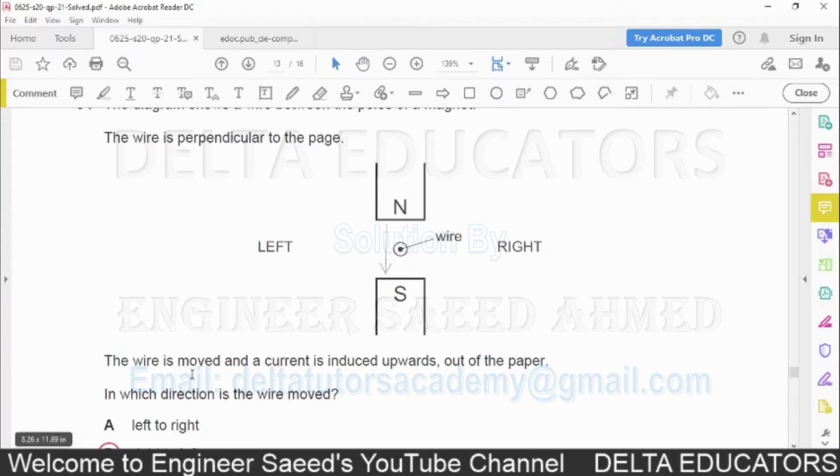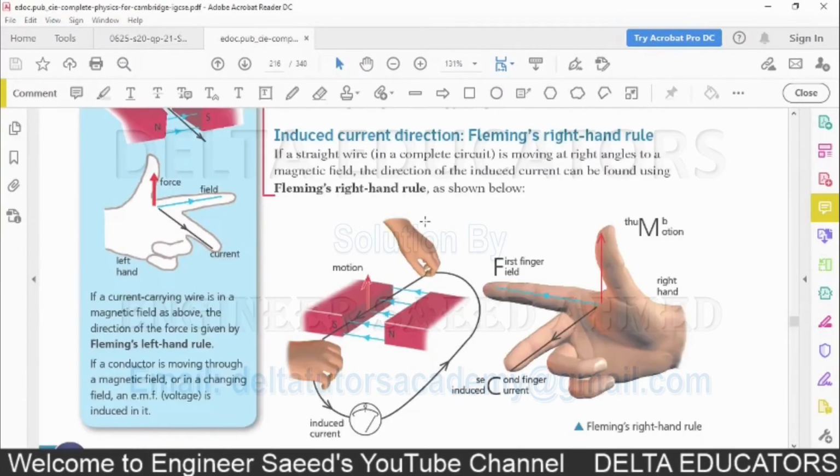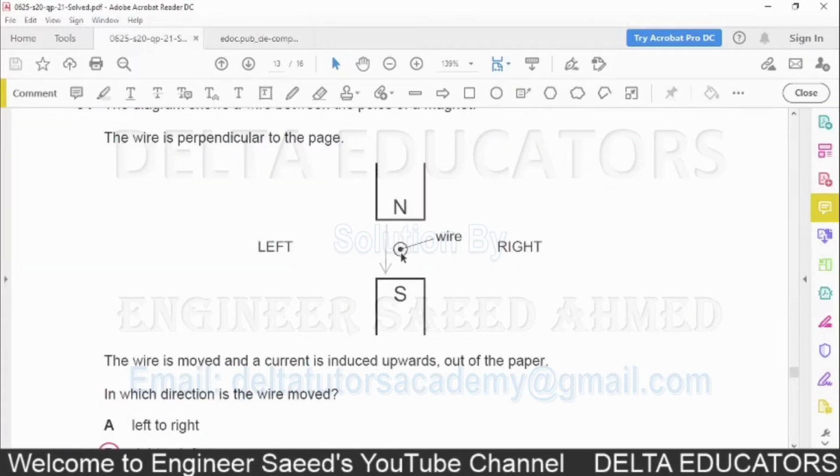Here it is given the wire is moving in a magnetic field. When a wire is moving in a magnetic field, we have to take help of Fleming's right hand rule. Now what is Fleming's right hand rule? Fleming's right hand rule says that the first finger represents the direction of the magnetic field, the second finger represents the direction of electrical current, and the direction of the thumb represents the direction of force on the current carrying conductor. Now here current is out of the paper.